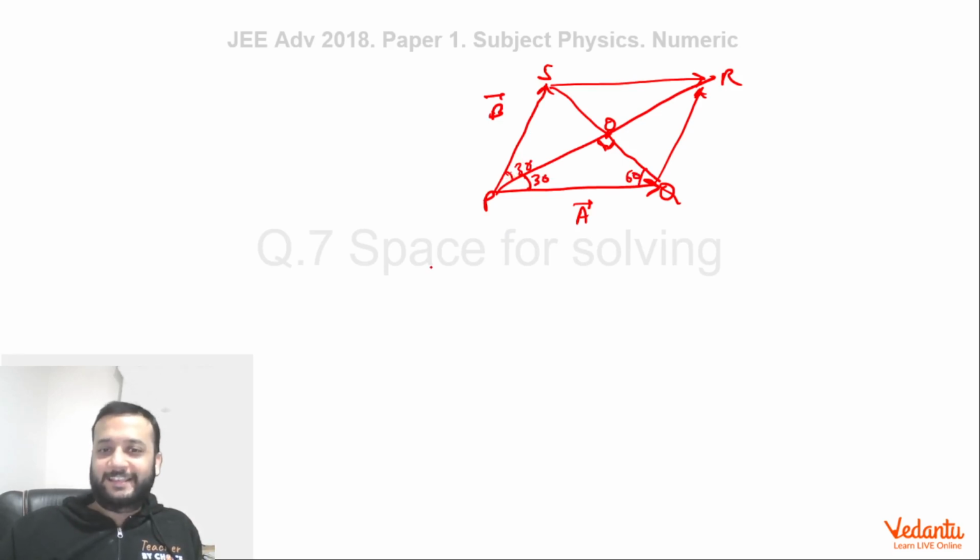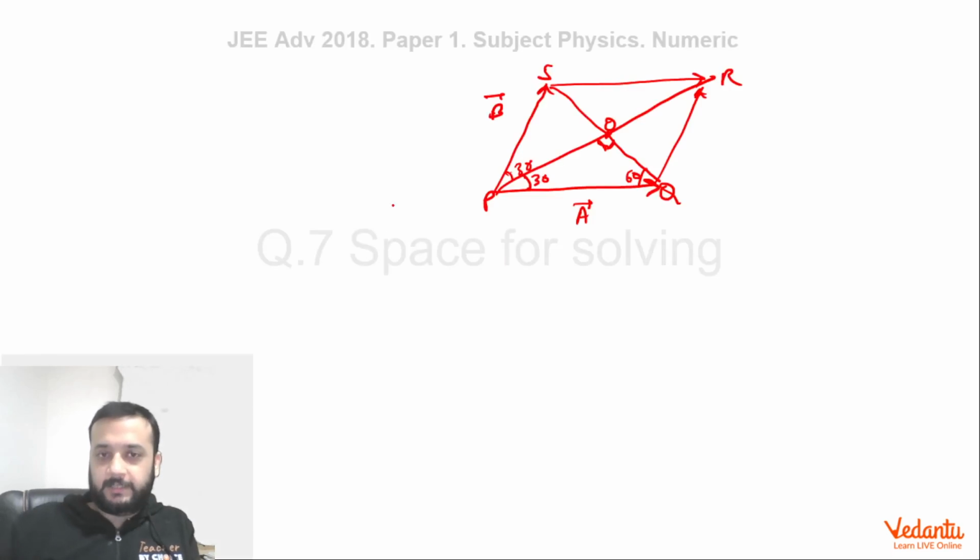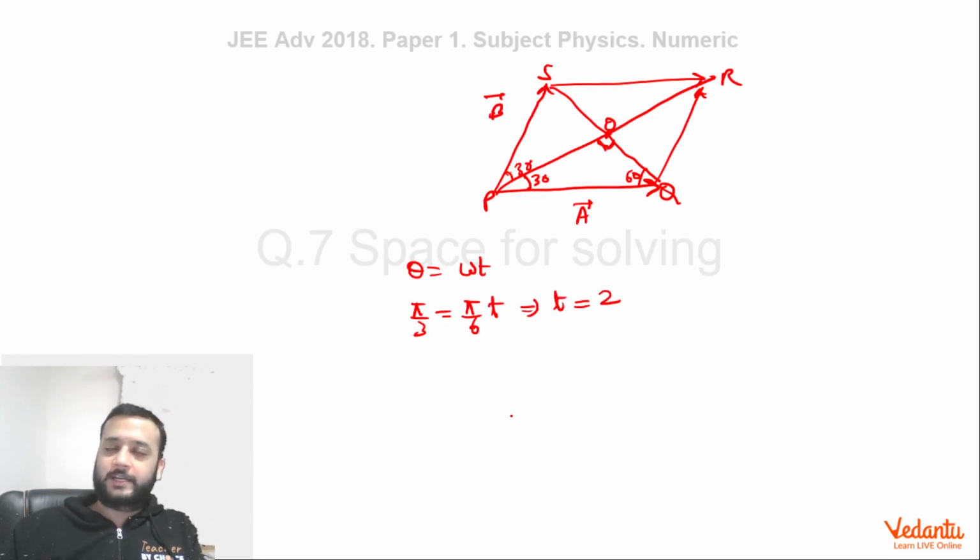Now you can see that theta equals omega t. So we can say that theta, which is pi by 3, is equal to pi by 6 into t, so t is 2 seconds. So I hope you would have enjoyed this solution. That's all. Thank you.